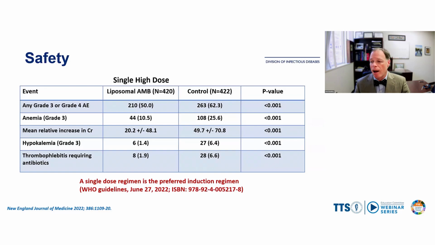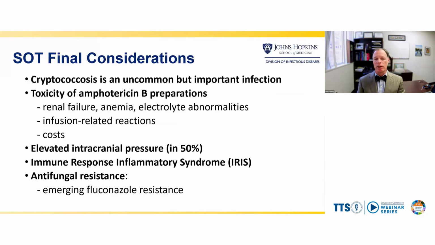So very interesting to think about, would this paradigm fit with our solid organ transplant patients? And I think the future will determine that. So just some final considerations. Cryptococcosis is an uncommon infection, but important when really about 3% of solid organ patients, it's the third most common fungal infection. Be aware of toxicity of amphotericin B and other drugs, and be aware of the limitations of getting some of these therapies around the world.